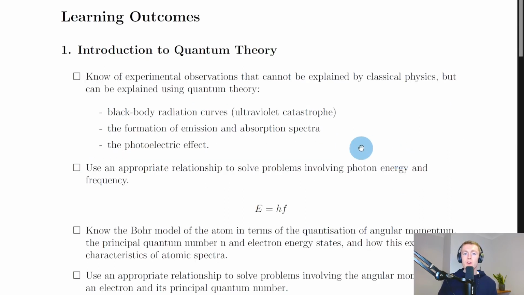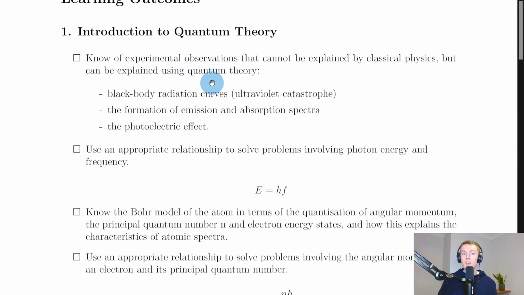So first of all, if we look at Introduction to Quantum Theory, it says you need to be able to know of experimental observations that cannot be explained by classical physics but can be explained using quantum theory. So things like blackbody radiation curves and the ultraviolet catastrophe, the formation of emission and absorption spectra, and the photoelectric effect. So these are all things that can be explained using quantum physics but not classical physics, and it helps to be able to go into detail to explain all of them.